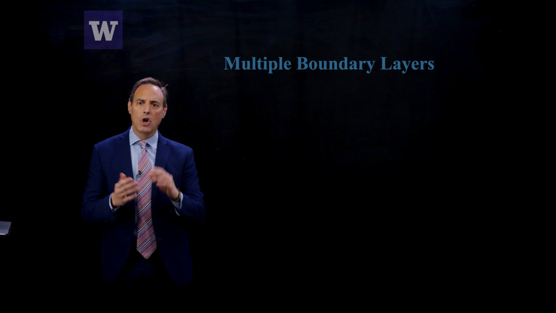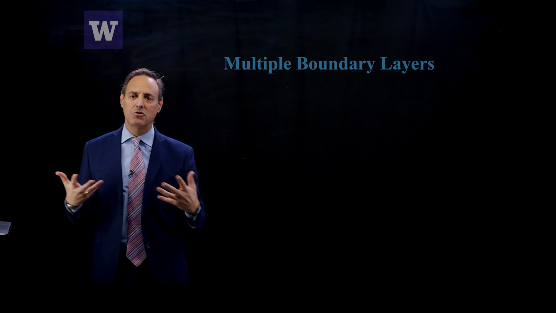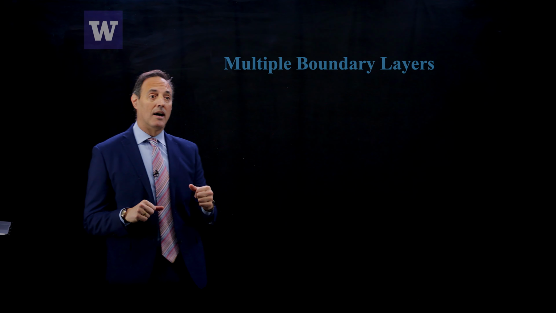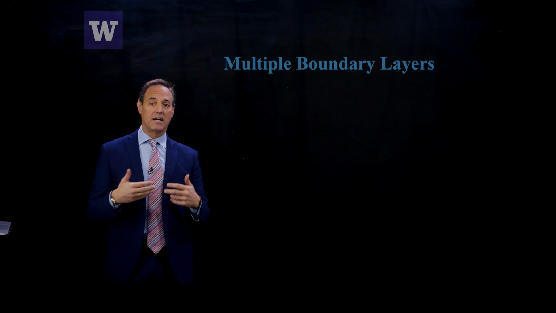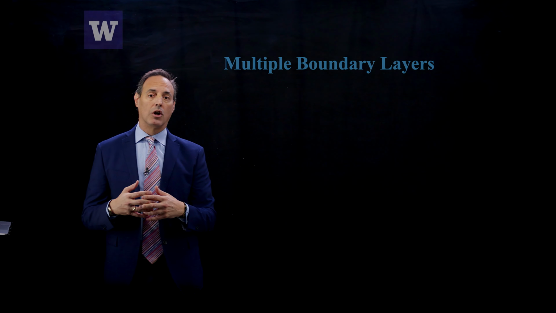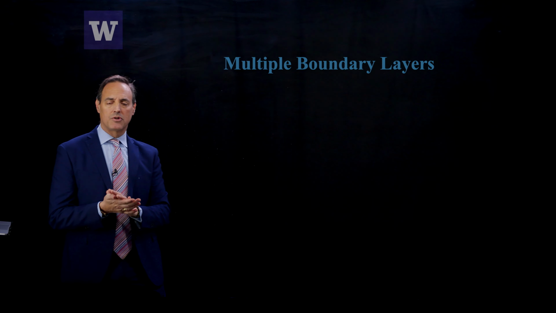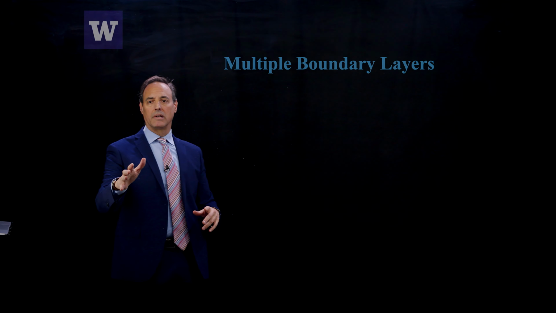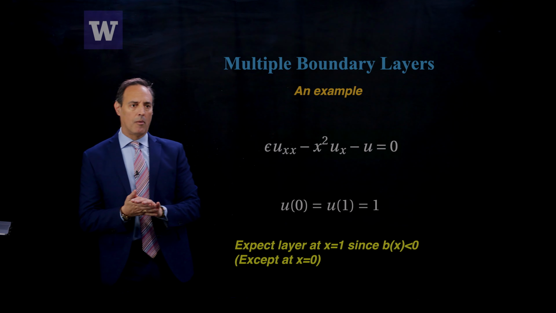In particular, what I want to do is now start breaking that problem and start showing you some interesting things that can happen when you don't satisfy b of x always being positive or negative, or if b of x is 0 on the domain. So I want to first of all talk about this case when you can have multiple boundary layers. So what does this mean? Well, here's the example I want to highlight for you.